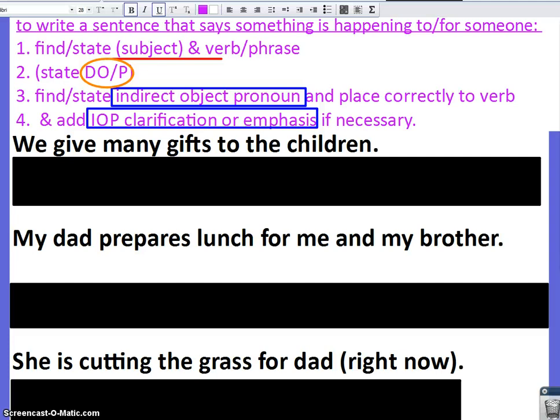All right, thanks for taking your indirect objects and indirect object pronoun notes. Don't forget to find the indirect object. You ask to or for whom. To or for whom is something being done. All right, guys, good job.